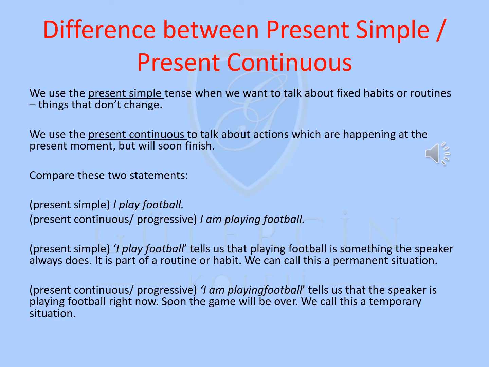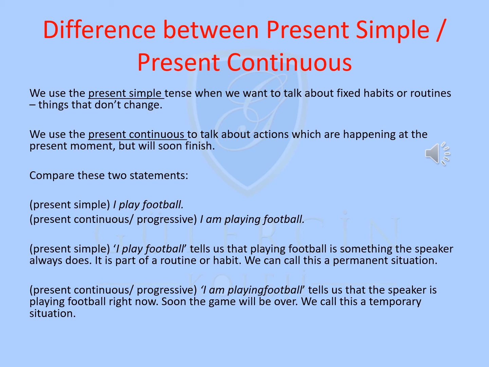Let's see the difference between present simple tense and present continuous tense. First of all, when do we use the present simple tense? We use it to talk about things or fixed habits or routines, things that don't change. Whereas the present continuous, we use it to talk about actions which are happening at the present moment, but will soon finish. Let's see two statements. Present simple: I play football. Present continuous or progressive: I'm playing football.